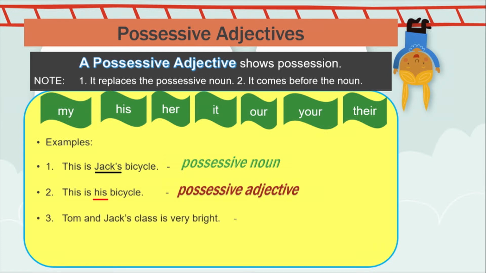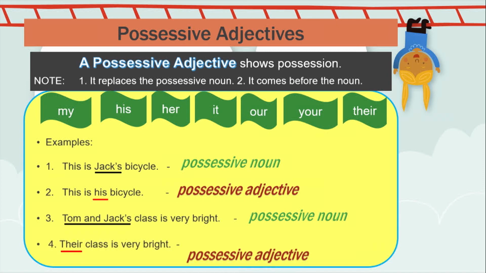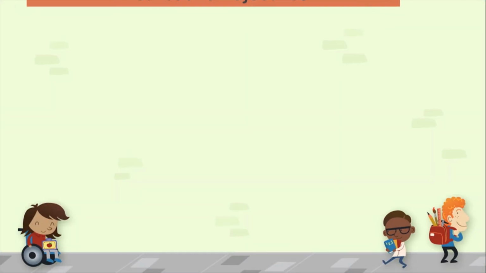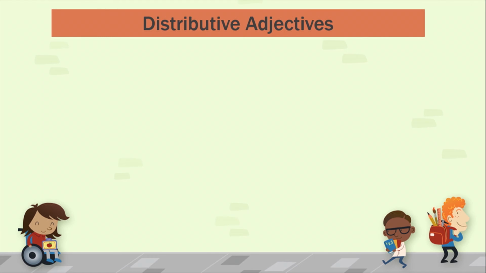Good. Tom and Jack's class is very bright. Tom and Jack's is a possessive noun. Now look above. What word there can we use to replace Tom and Jack to show possession, to describe the noun based on their possession? Their class is very bright. Very good. And that's the possessive adjective. Let's move on now and let's look at distributive adjectives.